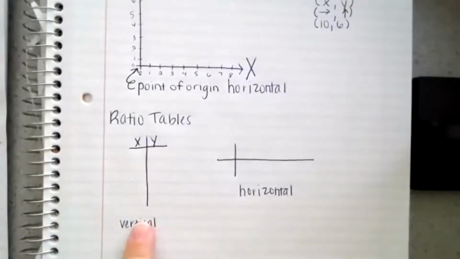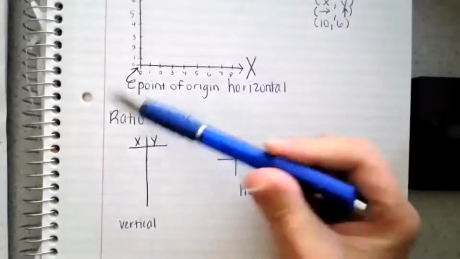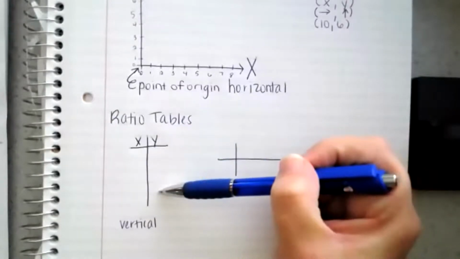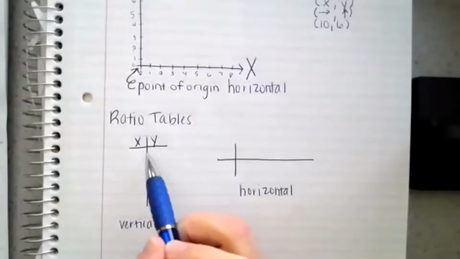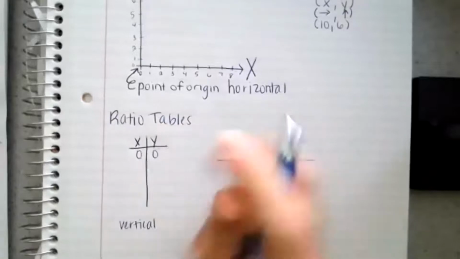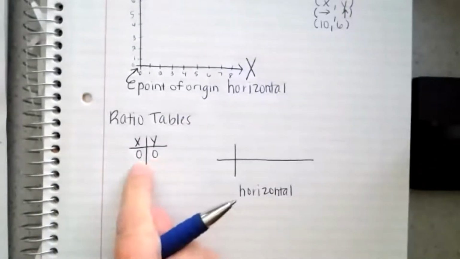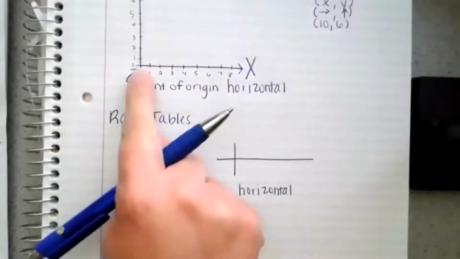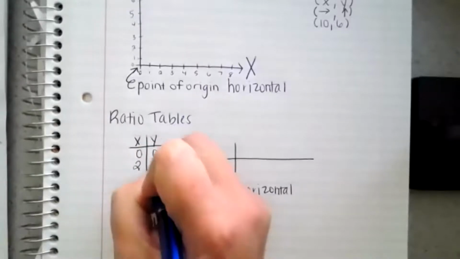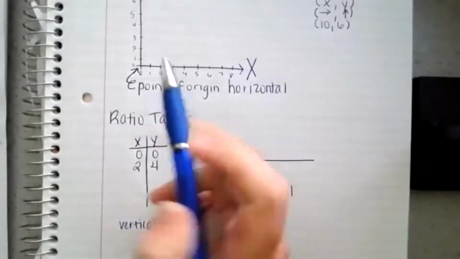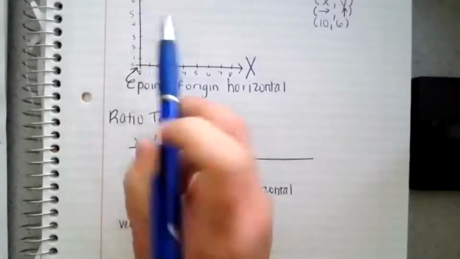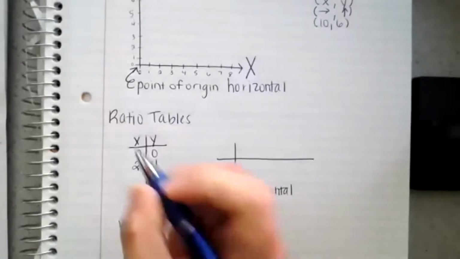On your vertical tables, typically X is always on the left-hand side and Y is always on the right-hand side, which is really great because it gives you your ordered pairs. So if I had 0, 0, that would tell me where my first dot would go. It would go in the point of origin. If my next ratio was 2 to 4, I would come out 2 and I would go up 4. My dot would be right there. It's an ordered pair, okay?